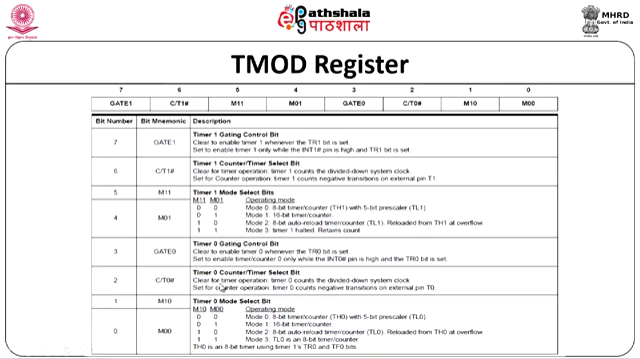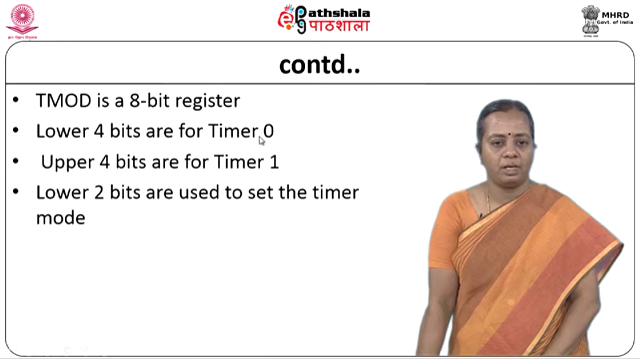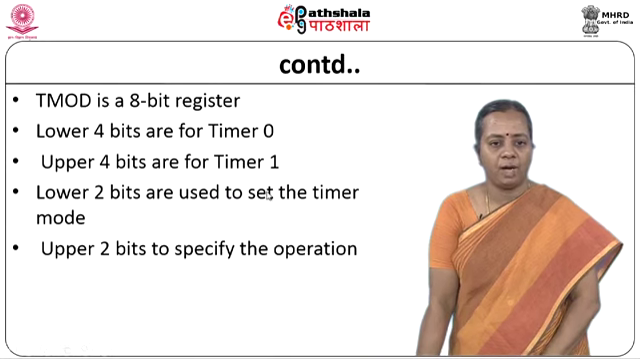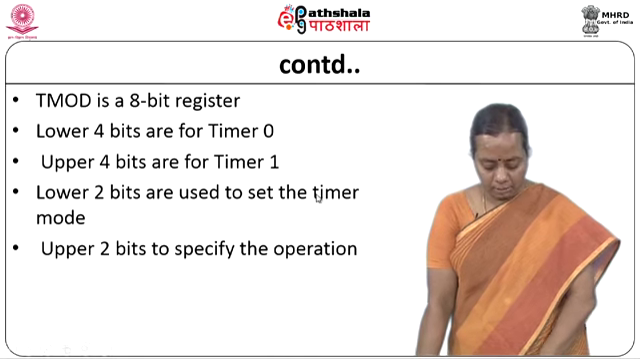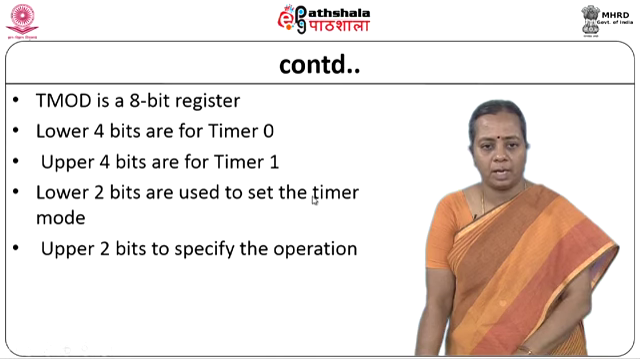If I make the C bar T 0, then it acts as a timer. If it is 1, it acts as a counter, and the gate should always be 0 when you are operating with your timer. So, your TMOD is an 8-bit register: lower bits for timer 0, upper bits for timer 1, and the lower 2 bits are used to set the timer mode, and the upper bits set the timer mode for timer 1.